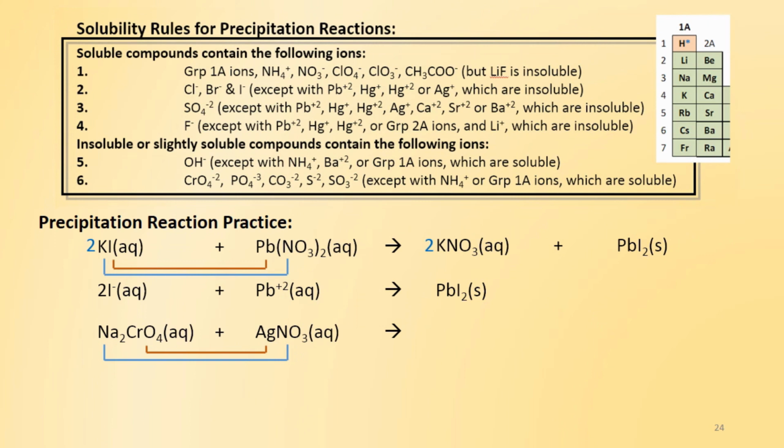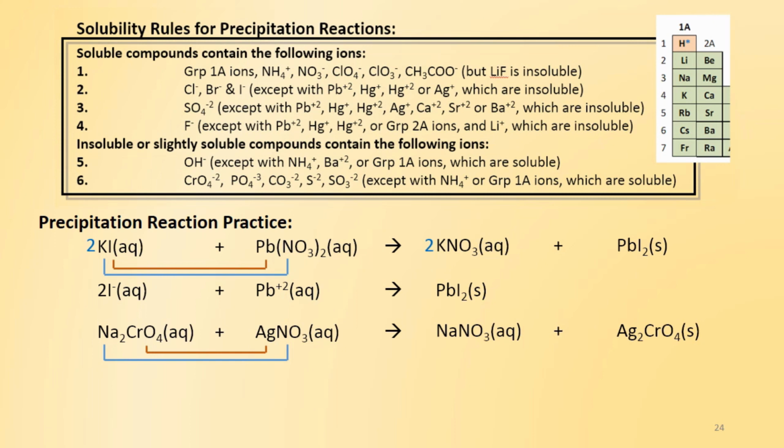Last one. Here's sodium chromate aqueous solution and silver nitrate aqueous solution. Let's interchange ions. We know that the outer ions, sodium and nitrate, form a soluble salt, but what about silver and chromate? Well, rule number 6 tells us that all chromates are insoluble unless combined with group 1A or ammonium ions, and silver is not one of those exceptions, and so silver chromate is in fact insoluble. We can write for products sodium nitrate aqueous and silver chromate solid precipitate.